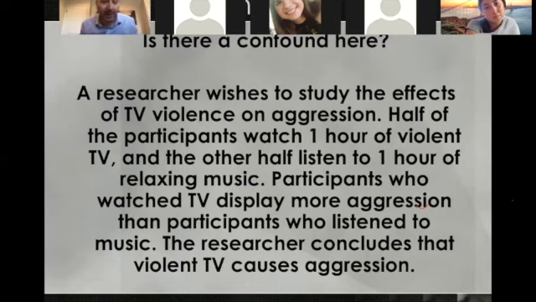So maybe it's the case that watching violent TV increased aggression, but it's equally plausible that the group that listened to relaxing music instead of violent TV, maybe listening to relaxing music lowered their aggressiveness. Both of those are possible explanations for our findings. Therefore, we can't establish any causal effects. We don't know which one caused the effect.